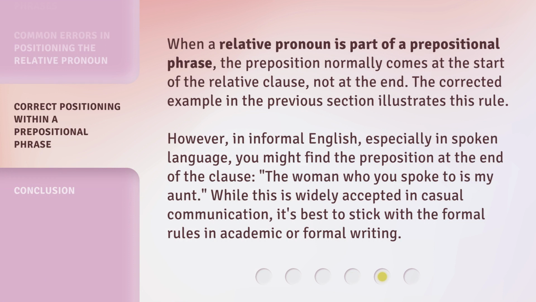When a relative pronoun is part of a prepositional phrase, the preposition normally comes at the start of the relative clause, not at the end. The corrected example in the previous section illustrates this rule. However, in informal English, especially in spoken language, you might find the preposition at the end of the clause. "The woman who you spoke to is my aunt." While this is widely accepted in casual communication, it's best to stick with the formal rules in academic or formal writing.